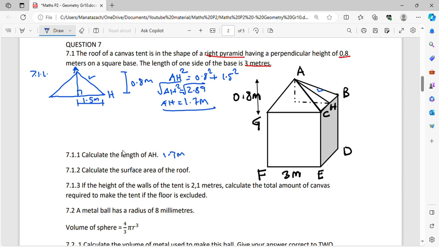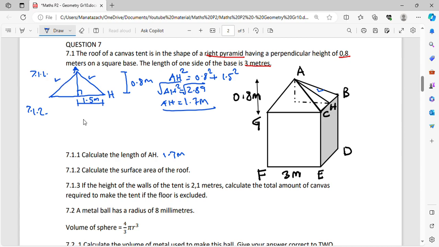And then the next question is calculate the surface area of the roof. Okay, let's write 7.1.2 here. The surface area of the roof. We've already worked out one face of the roof. Basically, the roof has got 4 faces of these triangles. This is the triangle, 4 faces of them.